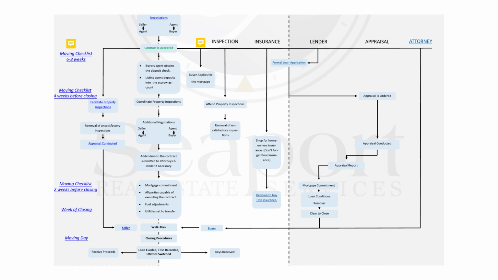Now, if you represent the buyer, then you're going to be ordering the home inspections, which could include the pumping of the septic, maybe a pool inspection, chimney, water tests, on and on and on. Now, please take note that you will most likely only have between 10 and 14 days to complete the inspections from the date the contract is accepted.